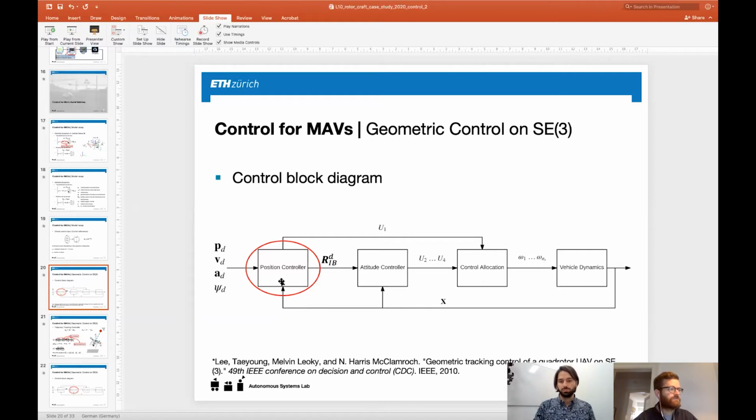And this is why the position controller always gives us a desired attitude that we need to achieve such that we can change the position. This is why we separate position and attitude controller. And this is also why we have this one arrow for U1, the vertical acceleration that goes out of the position controller into the allocation. So this is just the Z acceleration. And then the attitude controller only gives us angular accelerations that are required to achieve some attitude.